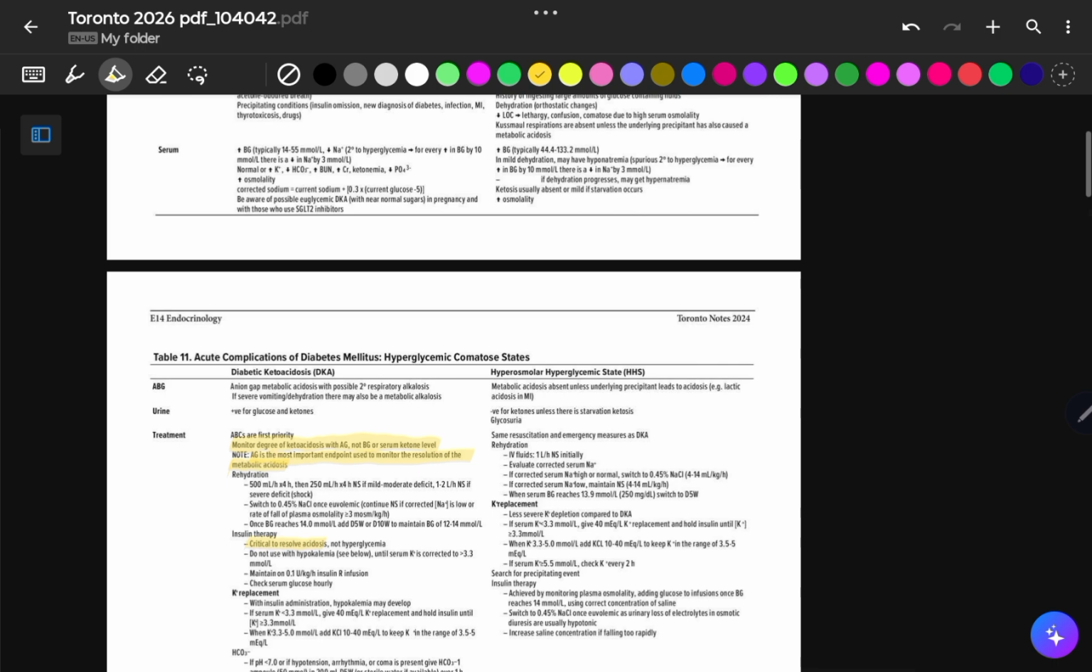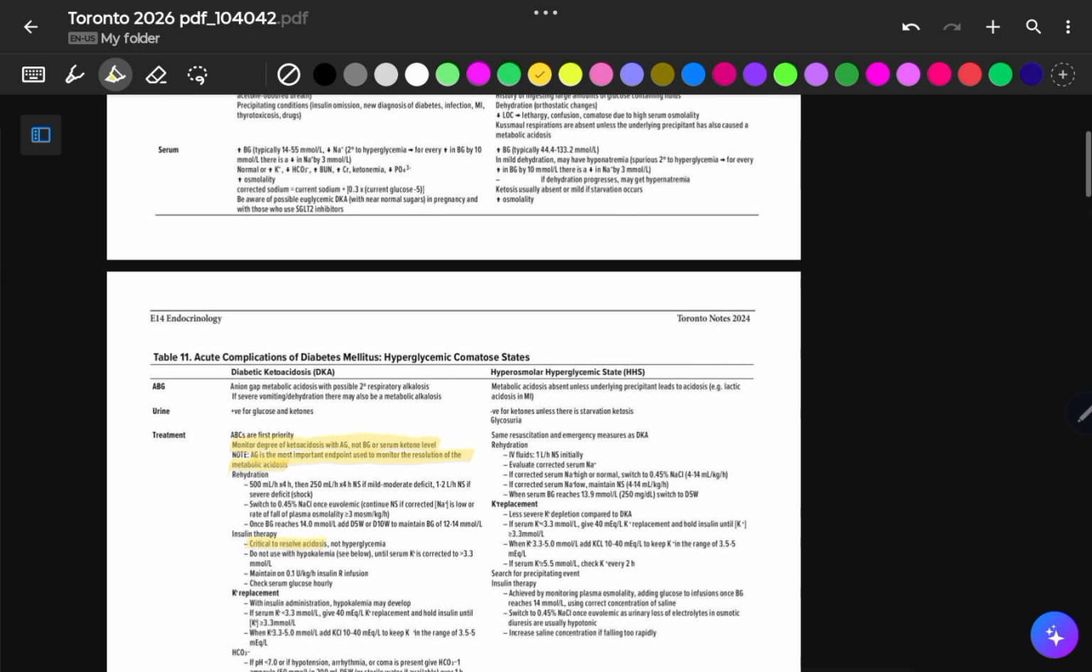So now, how would you treat this patient? Like we spoke previously, you want to do your ABC. Those are your first priority. Then monitor the degree of ketoacidosis with the anion gap. So when you are monitoring a patient that is diabetic that has DKA, what are you using to monitor this patient? You're using the anion gap, all right? You're not using the blood glucose, you're not using the serum ketone levels. The anion gap is the most important endpoint used to monitor the resolution of a metabolic acidosis. So that is what is used in a patient with DKA.